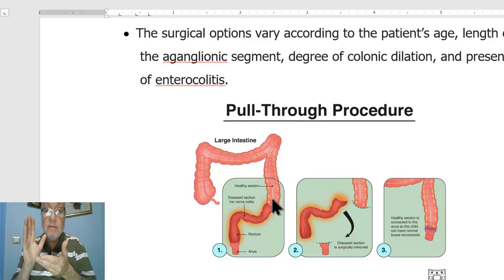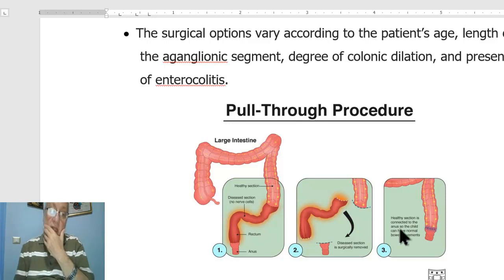After a few months, after improvement of the general condition of the patient, the diseased bowel segment, the aganglionic segment, is resected with the transitional zone, and the normal innervated bowel is anastomosed distally with the anal canal. This is if poor risk patient. In good risk patient, one single stage operation.